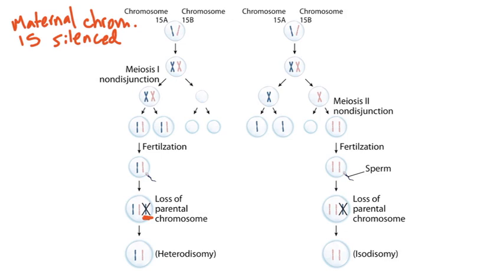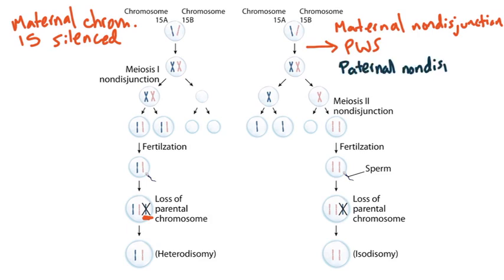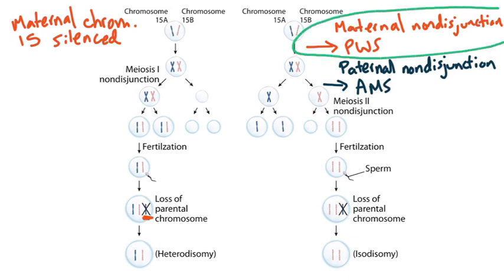You can imagine the same problem occurring in spermatogenesis, which could result in Angelman syndrome. This brings up an important point. Non-disjunction during oogenesis can result in uniparental disomy, causing Prader-Willi syndrome. On the other hand, non-disjunction during spermatogenesis can result in uniparental disomy, causing Angelman syndrome. Because non-disjunction is much more common in women than in men, uniparental disomy causing Prader-Willi syndrome is much more common than uniparental disomy causing Angelman syndrome.